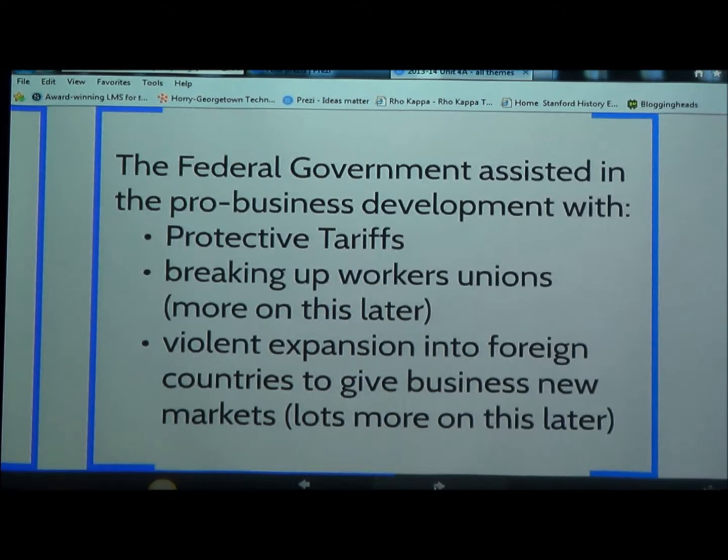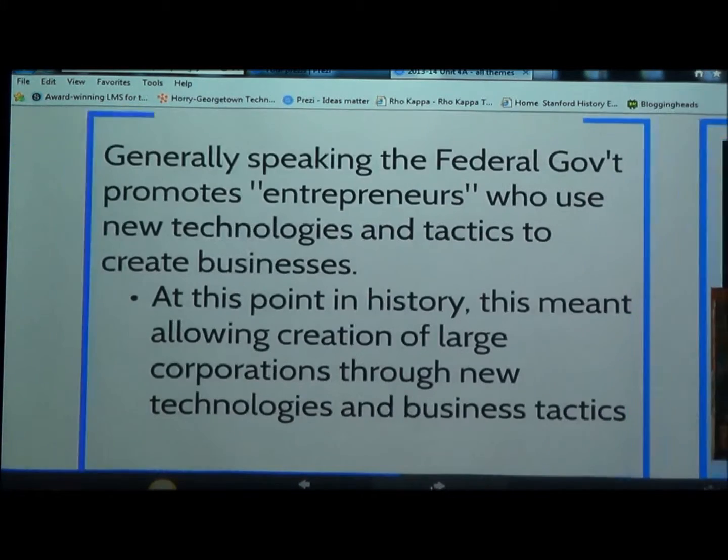The federal government, remember, assisted with pro-business development, such as protective tariffs, protecting industries from outside foreign competition. The government broke up workers' unions. We can talk about this again later. Violent expansions into foreign countries. More on this later. This is all Unit 5. So the government is helping to promote this.